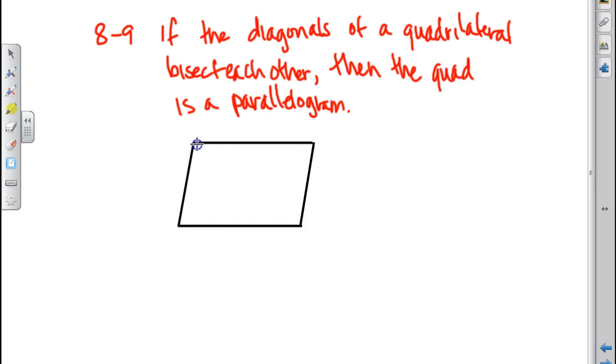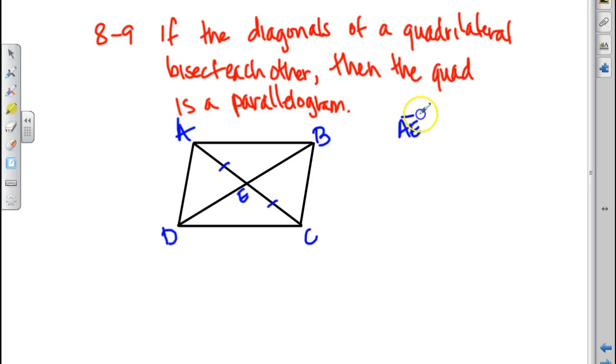So if the diagonals bisect each other, remember what bisect means? They're going to cut each other right in half, right? Which means E is the midpoint of AC. So different ways I could say this. E is the midpoint of AC. E is the midpoint of BD. So we would know that AE is congruent to EC and that DE is congruent to EB.